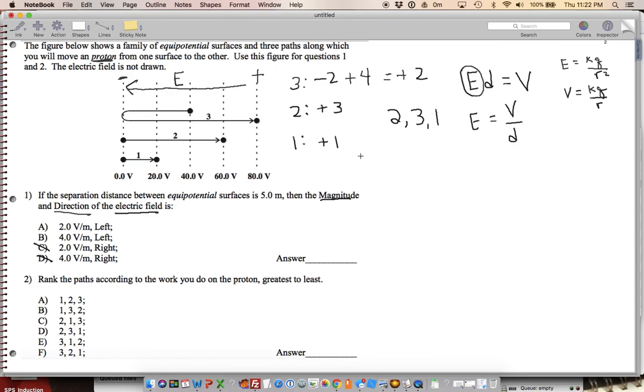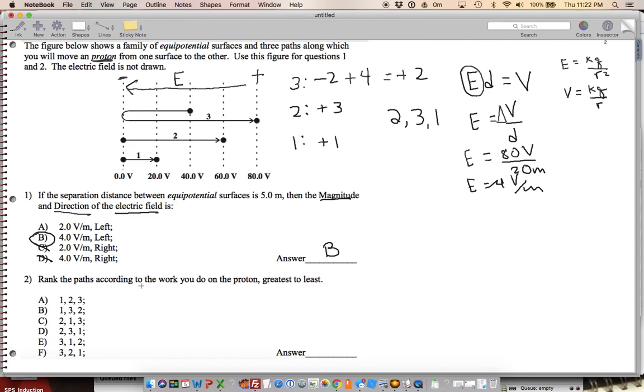So I just picked these 2 plates, the leftmost plate and the rightmost plate. So my delta V is going to be 80 minus 0, so I'm going to have 80. So 80 volts divided by the distance, and each of these is 5, so 5, 10, 15, 20, over 20 meters. And so then E is going to equal 4 volts per meter. And like I said, it's going to be to the left, so it's going to be B.